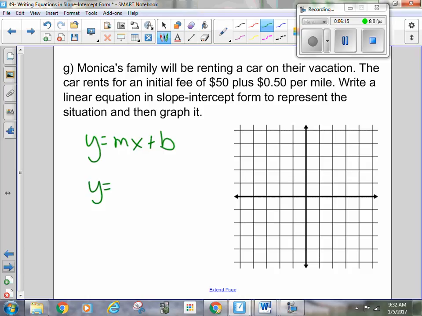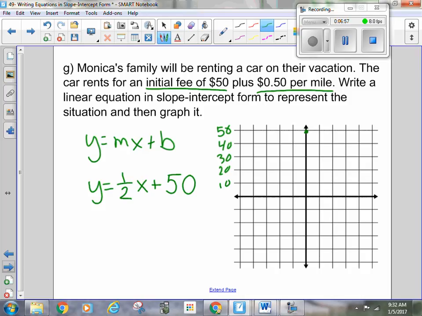So if we look in this example, which one is my flat fee and which one is my rate of change? That's going to change. Well, it says a car rents for an initial fee of $50 plus 50 cents per mile. So my initial fee is my y-intercept, and 50 cents per mile, I'm actually going to change it into a fraction, which would be 1/2, because fractions are easier for us to graph. Okay, so let's just say that each of my lines go up by 10, 20, 30, 40, 50. Okay, so I make my point.